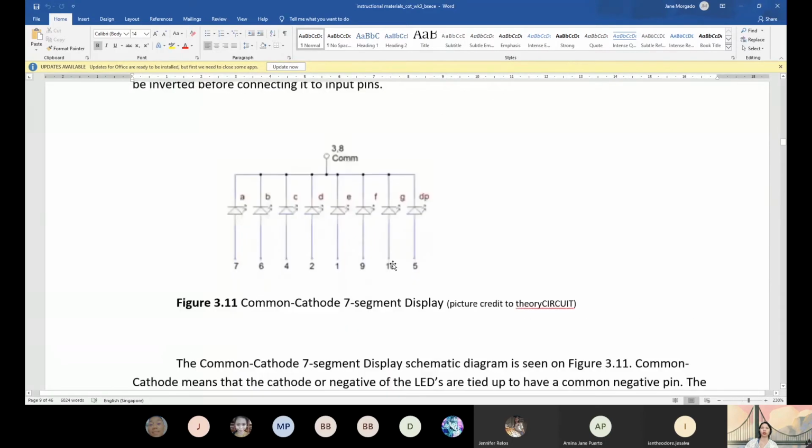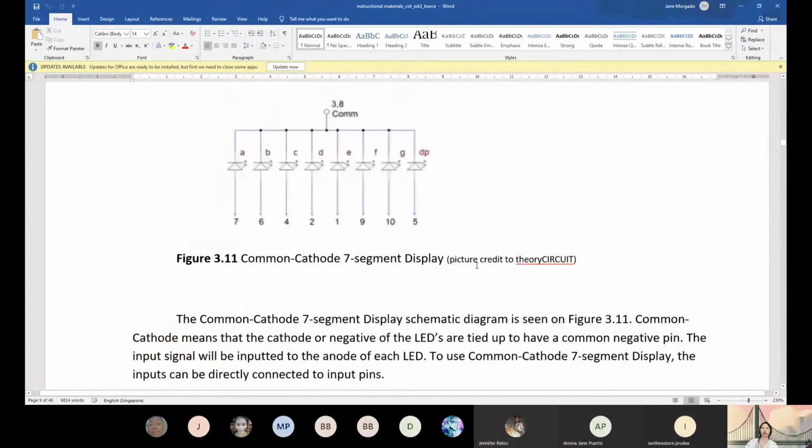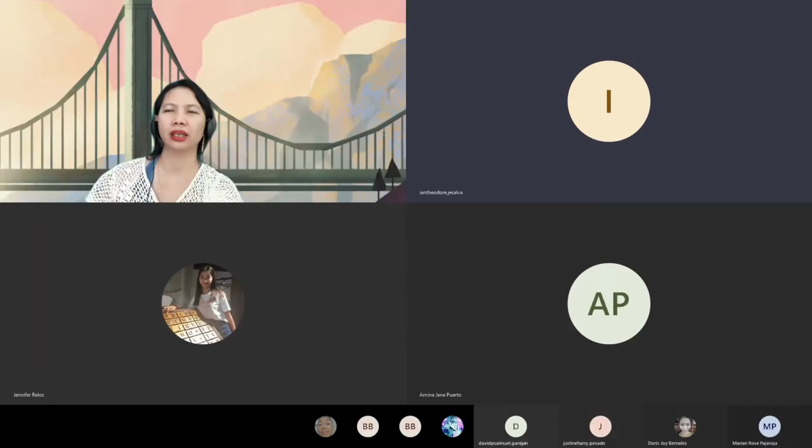Okay, so same with common cathode, wherein all the negatives are tied up to 3 and 8. Then we also still same 1E, 2D, 4C, 5 decimal point, 6B, 7A, 9F, and 10G. Okay, so those are the pin configurations of 7 segments. Okay, questions? Question? None po, ma'am. Okay, clear?